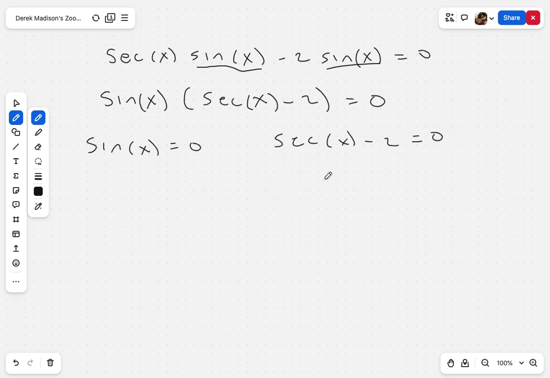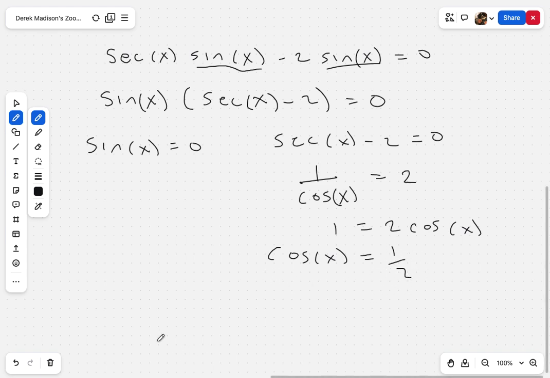So then bringing the 2 over, that would be secant equals 2. Secant is hard to get our brain around, so let's rewrite that in terms of cosine. I'm going to write that as 1 over cosine x instead of secant x, and then add the 2 over to this side. And then here I'll multiply both sides by cosine. So 1 equals 2 cosine of x, and then divide the 2 over. That'll give me 1/2 equals cosine x, or cosine x equals 1/2, just to write it in the other order.